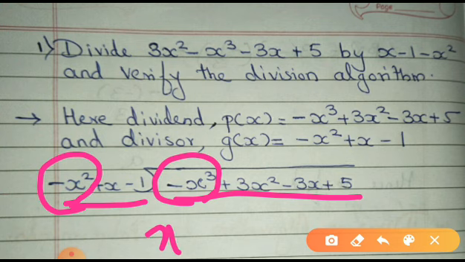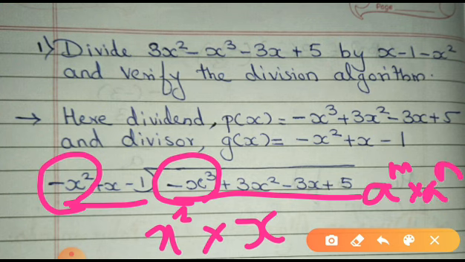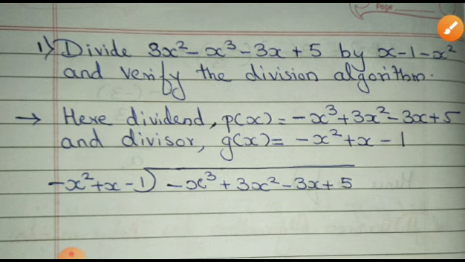Now, x square into what will I get as x cube? Yes. If I multiply x square with x, will I get x cube? Yes. Because what is the law? A raised to m into a raised to n is a raised to m plus n. Okay. So x square should be multiplied with what? It should be multiplied with x.